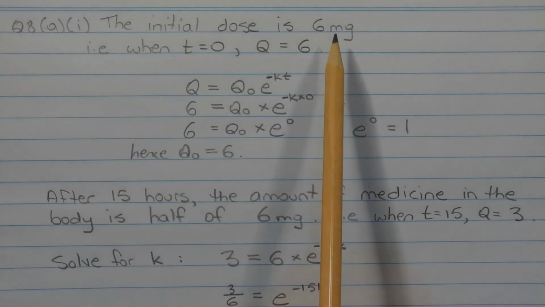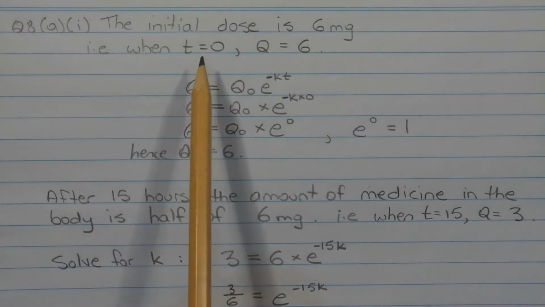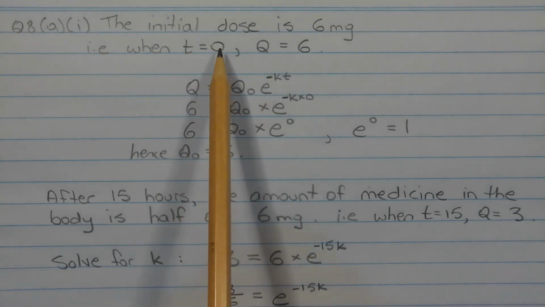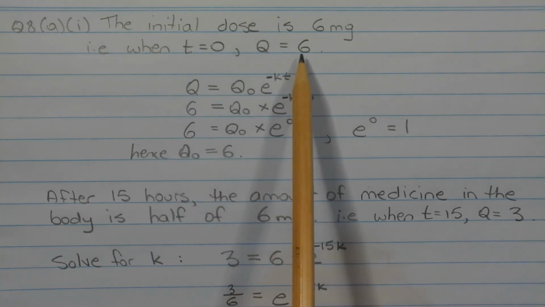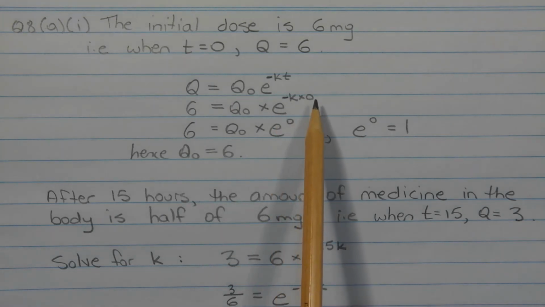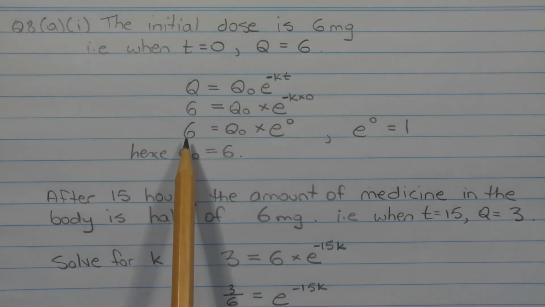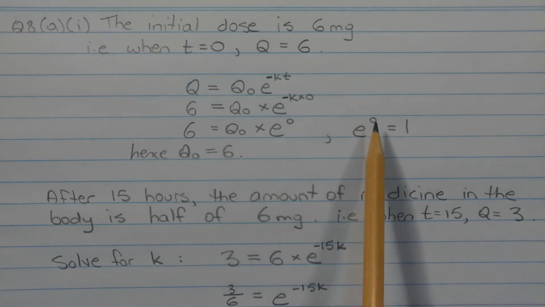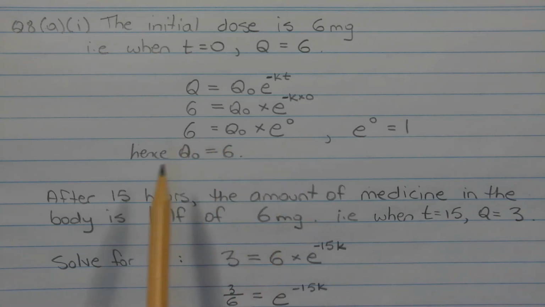The initial dose is 6 milligrams. In other words, when t equals 0, Q is equal to 6. So substituting t equals 0 and Q equals 6 into the equation, we get 6 is equal to Q0 times e to the power of negative k times 0, and negative k times 0 is 0. So 6 is equal to Q0 times e to the power of 0. And noting that e to the power of 0 is equal to 1, 6 is equal to Q0 times 1, hence Q0 is equal to 6.